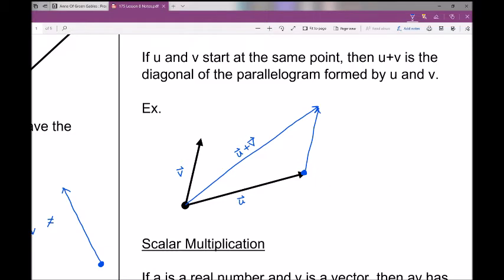Now if you notice, this kind of forms a parallelogram. And if you're not familiar with what a parallelogram is, it just means that the opposite sides of that kind of slanted rectangle are parallel to each other. So if you look at that diagonal of the parallelogram, that's going to be the sum of your two vectors.